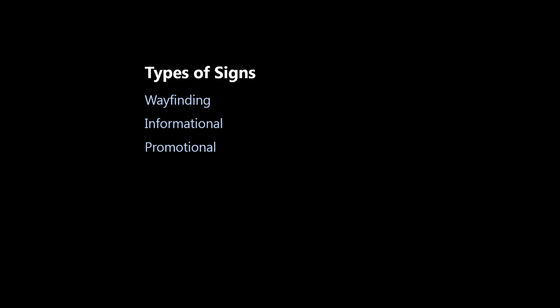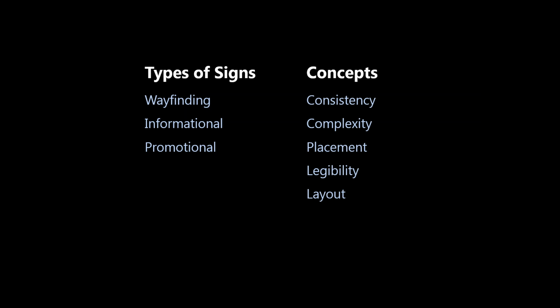I have 5 concepts that apply to all 3 of these types of signs. The first one is consistency. Do the signs look like they belong together, like they're part of a whole idea? Complexity, also known as less is more. Are there too many messages on the sign, or is the message too long to comprehend in the context that someone's likely to see it?